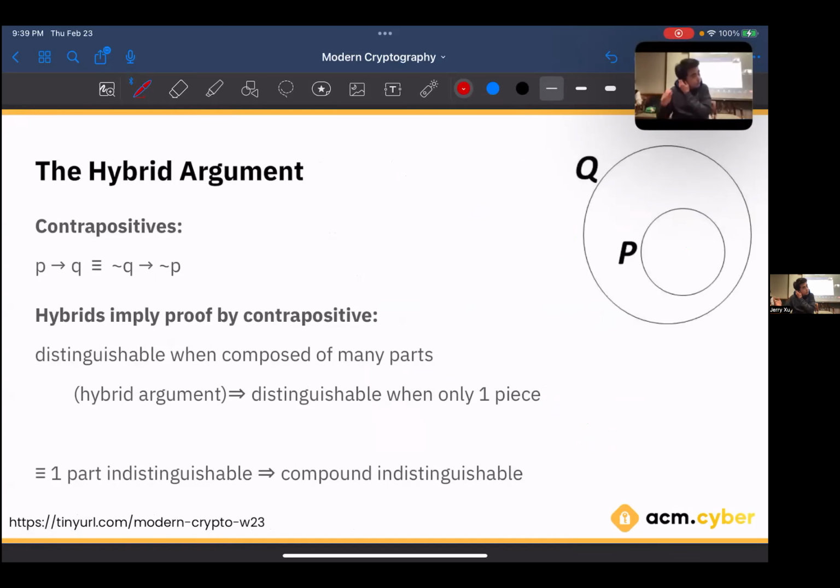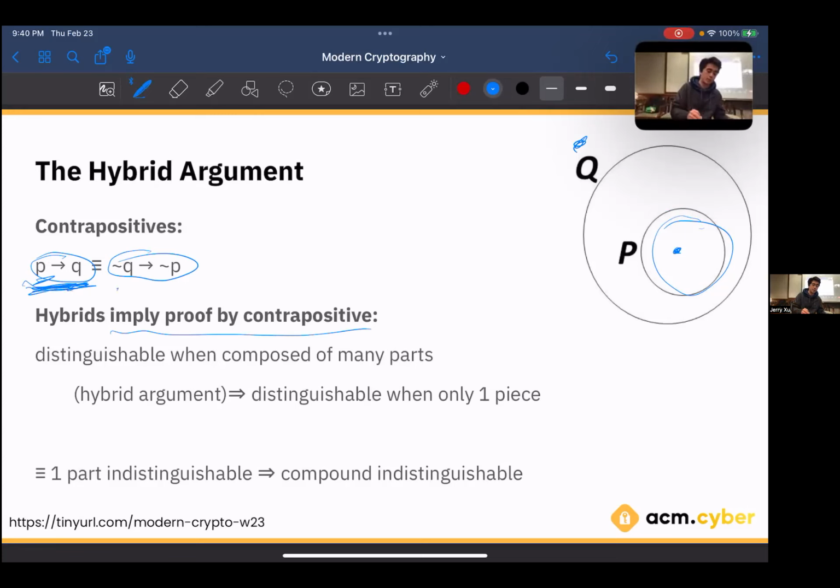Okay, so quick review. You probably learned this in geometry or something. So if P implies Q, you can think of that like a Venn diagram, right? If you're in P, then you must also be in Q because Q surrounds P. And equivalently, you could say, if I'm not in Q, then I'm not in P, right? So it's equivalent to say that P implies Q or not Q implies not P. And the hybrid argument inherently implies doing a proof by contrapositive, which hopefully you've seen. The idea is you prove the statement P implies Q by instead proving not Q implies not P, which is the same thing.